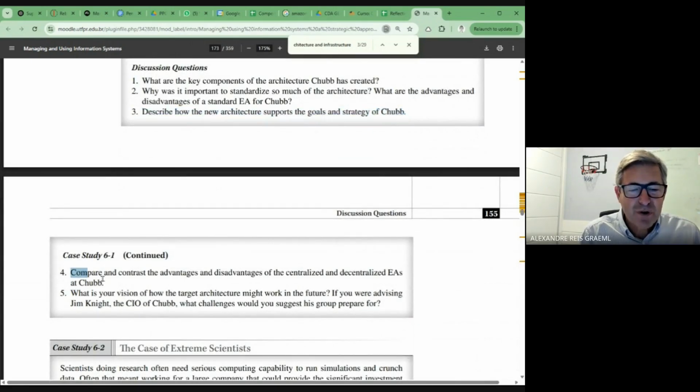Yeah, so we already discussed the advantages and disadvantages of centralized or decentralized, and now this one is more like an opinion. What is your vision of how the target architecture might work in the future? If you were advising Jim Knight, the CIO of Chubb, what challenges would you suggest this group prepare for? Basically, they want your vision, meaning your impressions. Each one of you may have a different answer here.